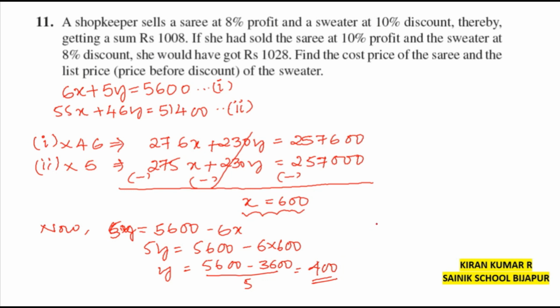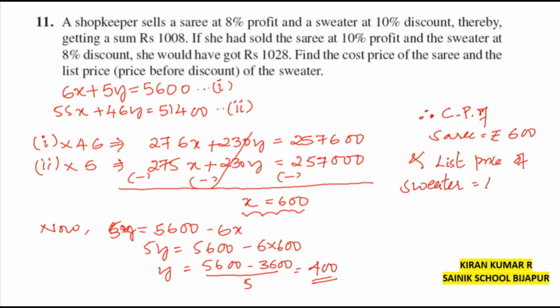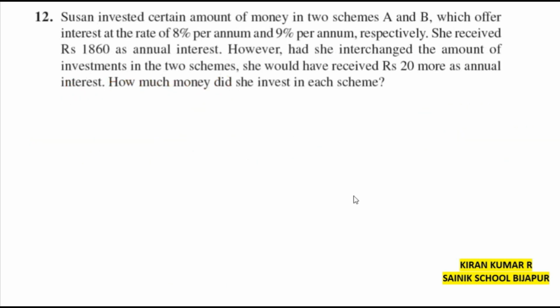Therefore, let me mention the final result here. Therefore, cost price CP of saree is rupees 600 and list price of sweater is rupees 400 respectively. There are two more questions left out. Let's complete that. Question 12.